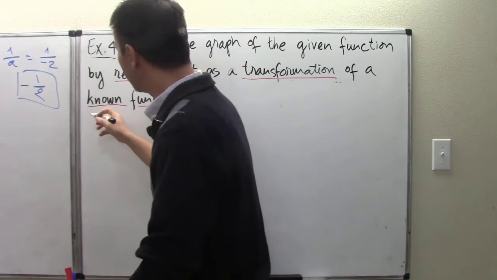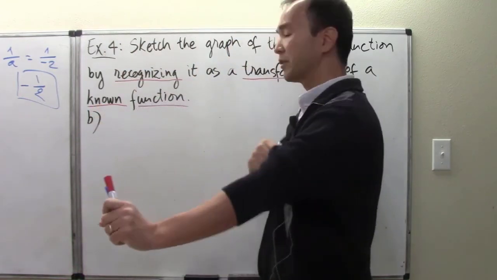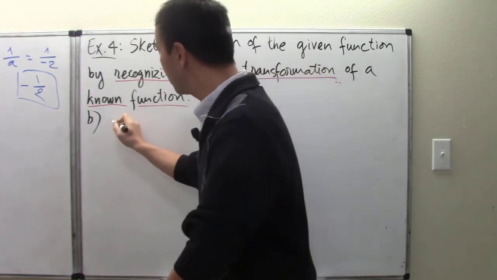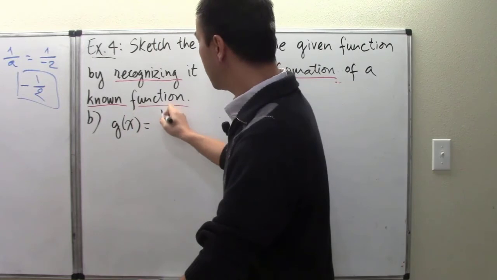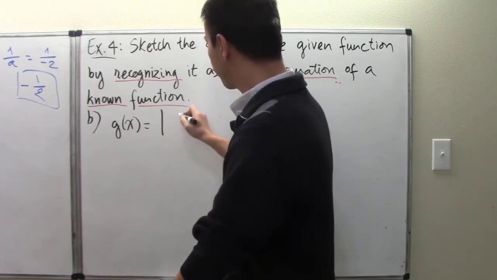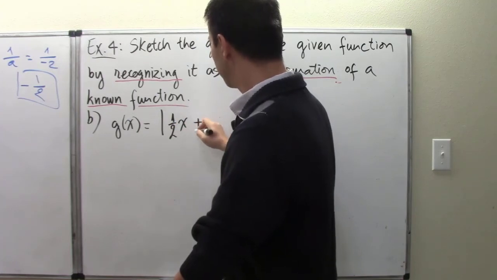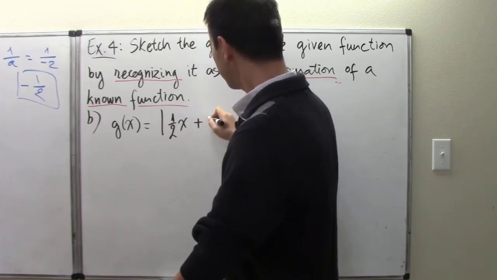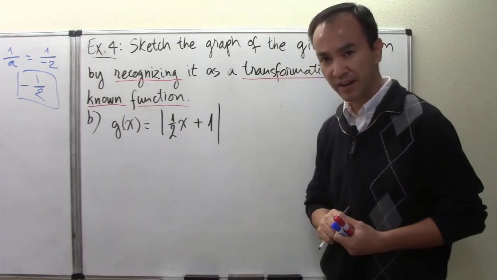All right, so in this same class of problems, let's look at part B of our example 4 here. Okay, and so let's now look at how about g of x being absolute value of 1/2 x plus 1. Okay, absolute value of 1/2 x plus 1.